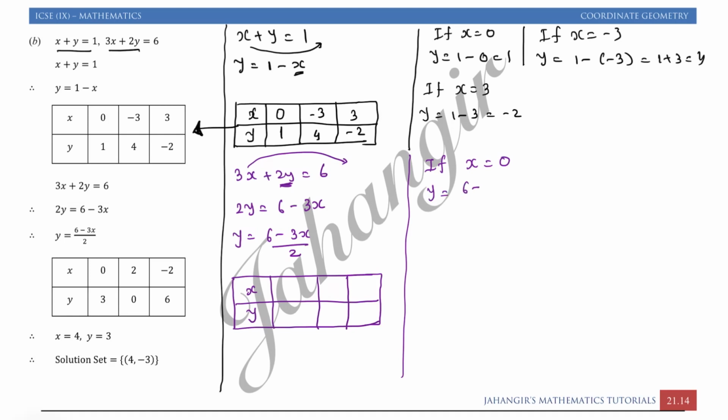y is equal to (6 minus 3 into 0) upon 2. So 3 into 0 is 0, so 6 by 2, which is 3. If x is 0, y is 3.